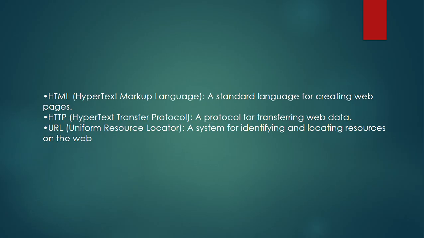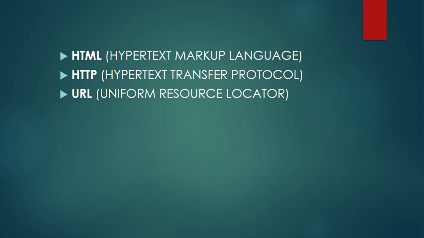HTML, Hypertext Markup Language, is a standard language for creating web pages. So HTML is used to create web pages where you can visit and click things so you can view more information as you search. HTTP, or Hypertext Transfer Protocol, is a protocol for transferring web data. URL is a Uniform Resource Locator, a system for identifying and locating resources on the web. So it's basically the locator, as it says in the name.